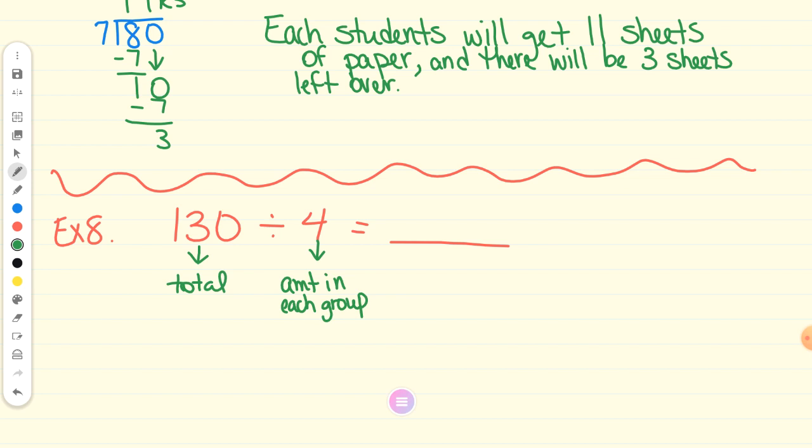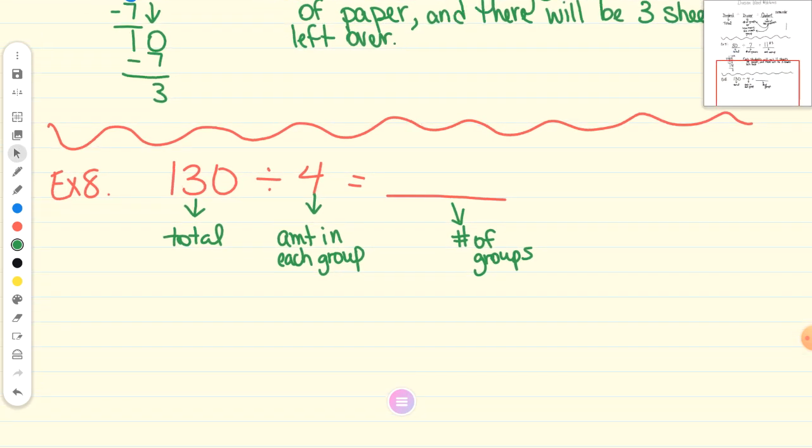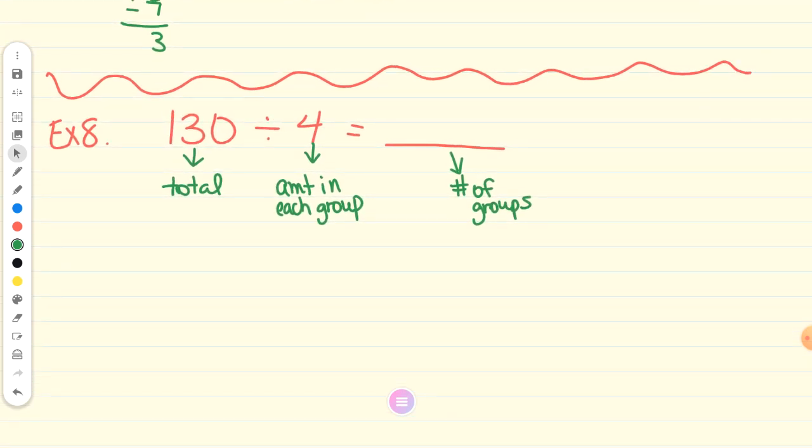So what is the quotient going to represent? Harper? Yeah, the number of groups. And what does the question say? Yeah, the question even says, how many groups will there be? So that means we're looking for the number of groups. Okay, and we'll worry about the rest of those words in just a second. Let's go ahead and divide this out.